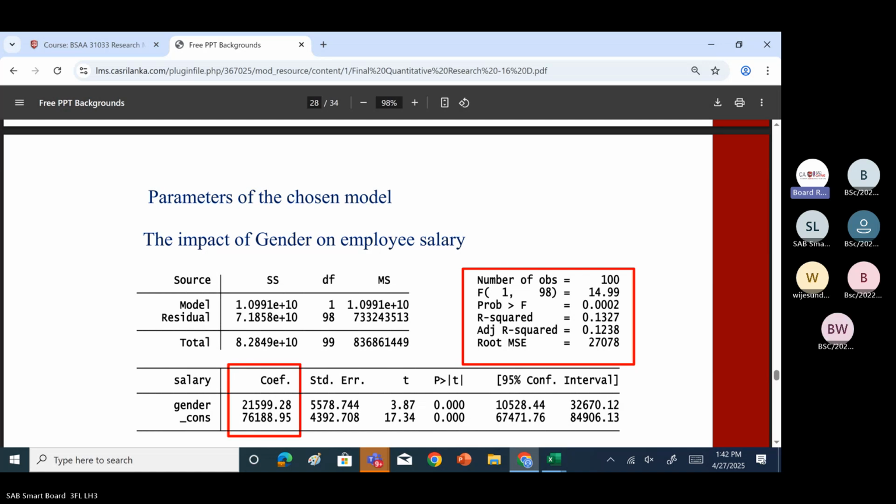Research paper, how many credits? 3 credits, right? So therefore, how many hours do you have? 3 hours for the research methodology subject, right? So how many sections? 2 sections. You can download the 16 CD paper from the LMS. Please download it first.